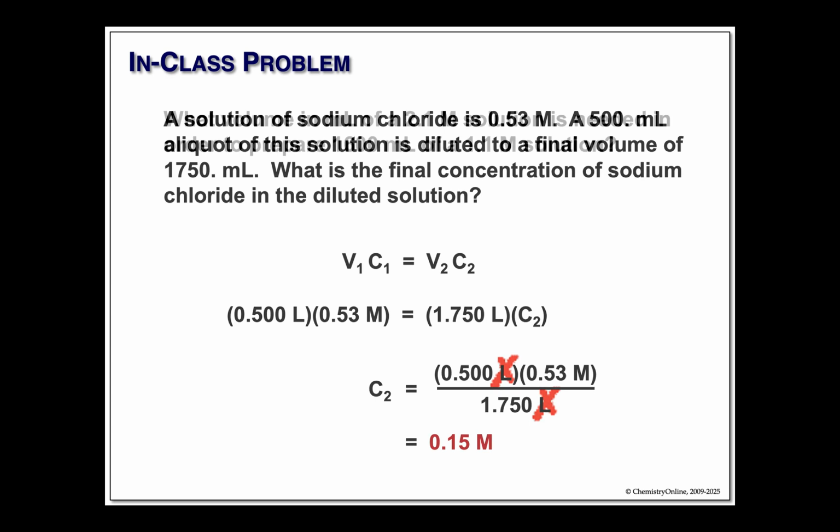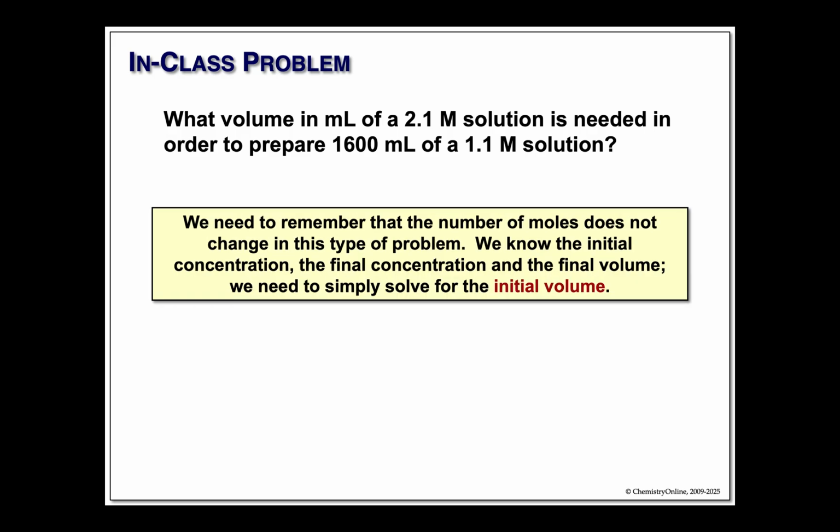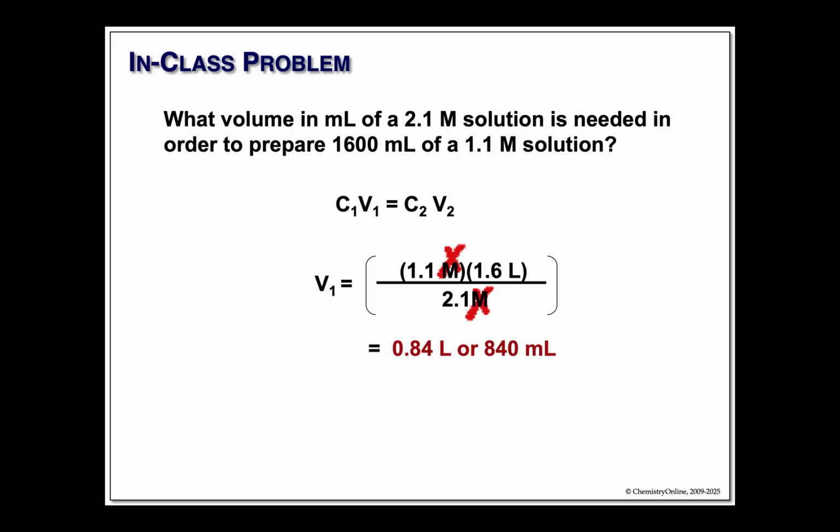We can mess with this a little bit. We're looking for a volume in mLs. We're probably going to get liters, so multiply by 1,000. We have a 2.1 molar solution. We want 1,600 mLs of 1.1 molar. Number of moles does not change. Do our standard equation to solve for the initial volume. V1 is what we want. This is C2, V2, and C1. Moles per liter cancel. We get 0.84 liters multiplied by 1,000, 840 mLs. Any questions?